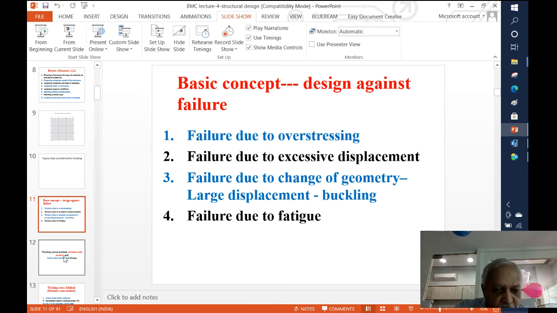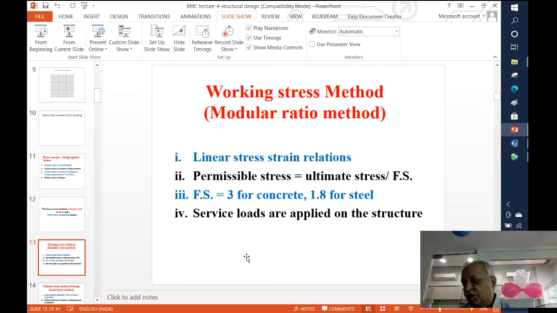So now I have understood what kinds of failure would occur, and I want to carry out the actual design of the RCC or any structural member. Presently we will consider the actual RCC member. Now we have got 3 different methods of designing the member: one is the working stress method, 2 is the ultimate load theory, and 3 is the limit state method.